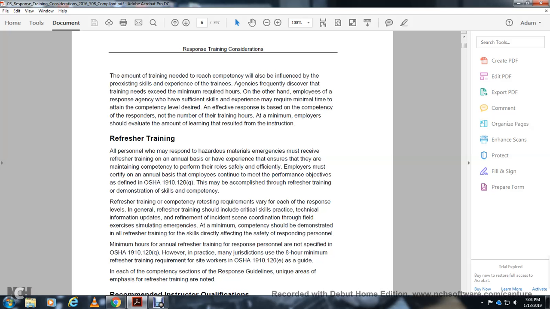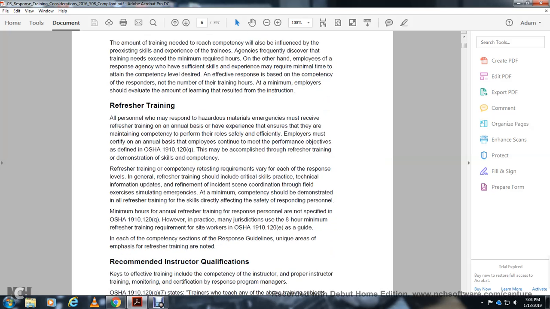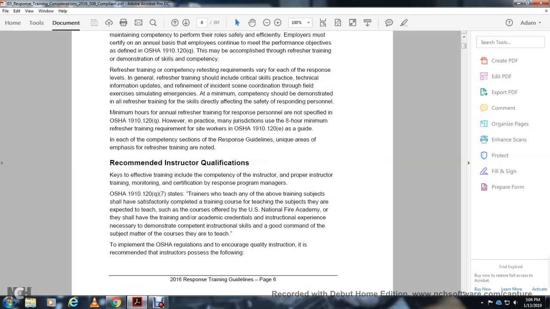The minimum hours of annual refresher training for response personnel are not specified in OSHA 1910.120(q). However, in practice, some jurisdictions require an 8-hour minimum refresher training for site workers under OSHA 1910.120(e). It is advised that each competency section of the response guide notes unique areas of emphasis for refresher training. Instructor qualification: key elements of effective training include instructor competency, proper instructor training, monitoring, and certification by the response program manager.